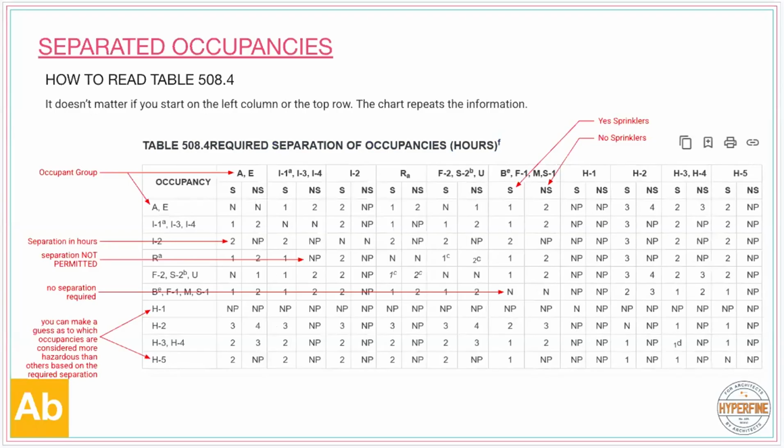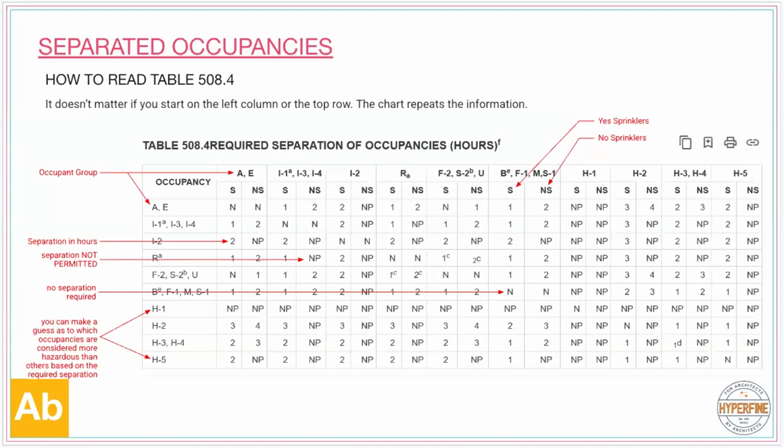All right, so you have your occupant group along the top and on the left, because you're going to have to find where they intersect. So you can see A and E are together, and I1, I3, and I4. So this is one of those where the subgroup matters. Within the table, if you see a number, that's the separation in hours. So the one that's pointing at 2 says that you need a 2-hour separation between an I2 and an A or an E occupancy that has sprinklers.